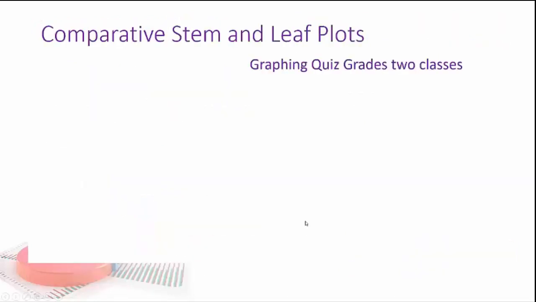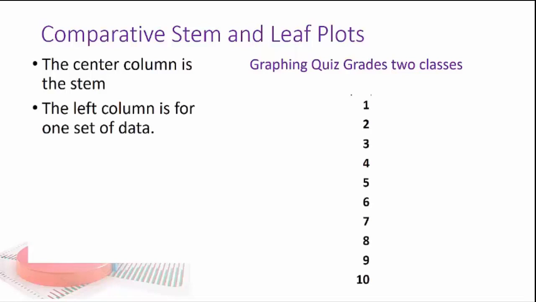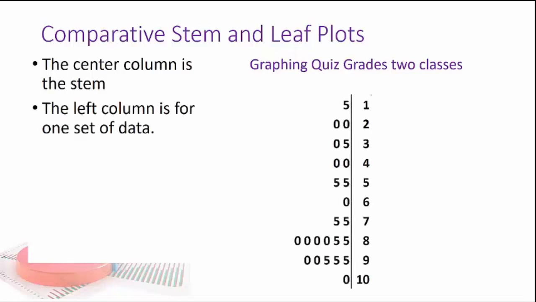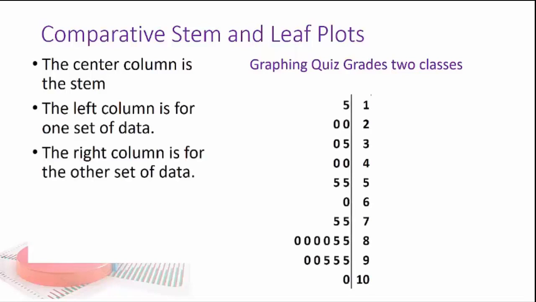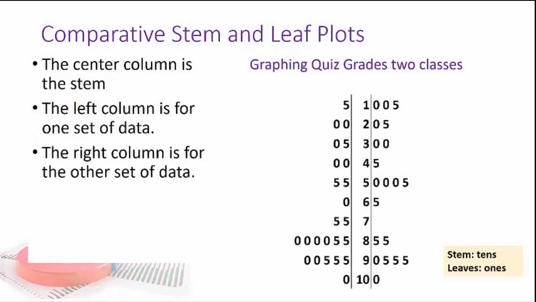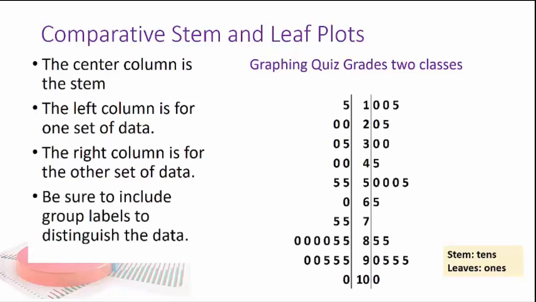Now, you can also do a comparative stem and leaf plot. So let's say I wanted to compare two classes side by side. So the center column is going to be the stem, like before. The left column is for one set of data, and the right column is for the other set of data. And you still have your key like before. Be sure to include group labels so you can distinguish the data. So I know that first class I'll just call class A here, and the other class I'll call class B.